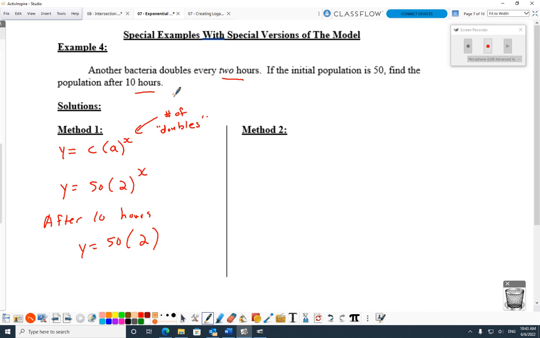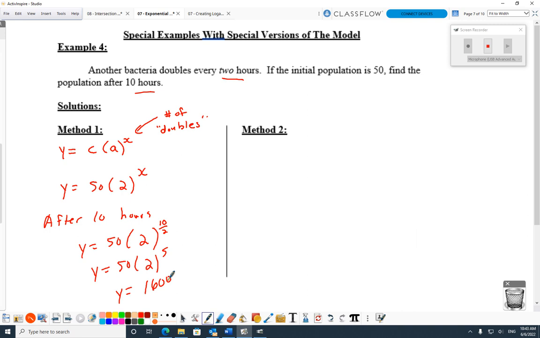10, I like what he said there. 10 divided by 2. So there's a fraction up in the exponent because it's only doubled 5 times. I hope you see the danger of this. It's a dangerous way to do this because it would be easy to forget, because in all the other questions the exponent was the time. And so it would be easy to just plug in 10 there and not know the number of doubles.